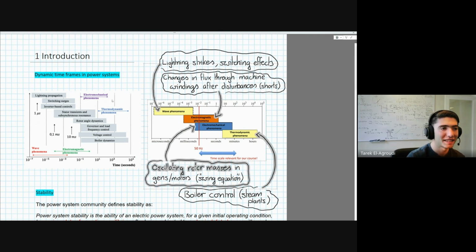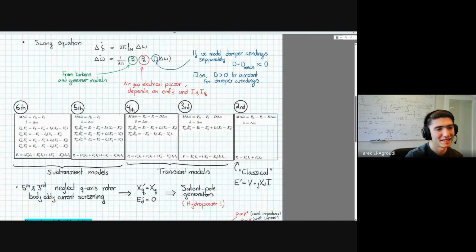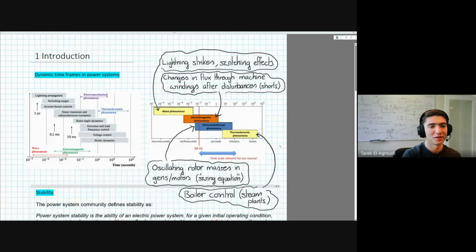And then there are electromagnetic phenomena, which are changes in flux through the different machine windings after disturbances. Disturbances in this course are typically short circuits. And these two phenomena are the time frames which are represented in these models. So the electromechanical time frame, that's the swing equation. The electromagnetic time frames, they are these induced voltages and how these change. So going back, the slowest dynamics are related to the thermal dynamics in, like, steam power plants, and that's also not the focus here.